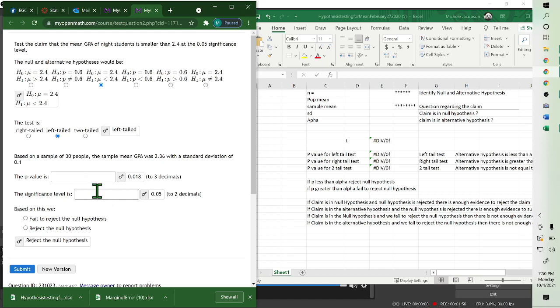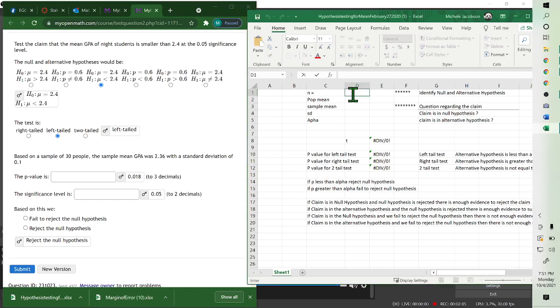Now to find the p-value and the significance level, we use the table. N is the sample size, and it's based on a sample of 30 people, so N is 30. The population mean, that comes from the null hypothesis, which was the 2.4. Sample mean came from the sample, and it was down here, 2.36. Standard deviation, 0.1. And alpha is your significance level, which was up here, 0.05. And hit enter.